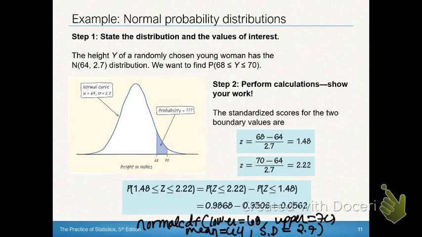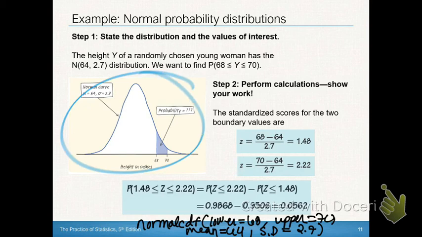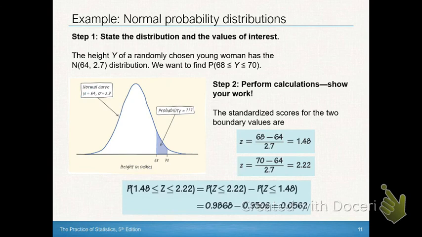Now, of course, the other method would be to use our calculator, and that's where we would use our normal CDF: lower, upper, mean, standard deviation. Don't forget, if you're going to use your calculator, you must still show work, so you must still have a sketch with shading, and you must still say lower, upper, mean, standard deviation, so the inputs that you're using on your calculator. As usual, make sure you try the practice problems from this section before moving on.